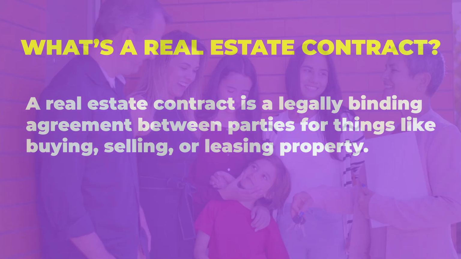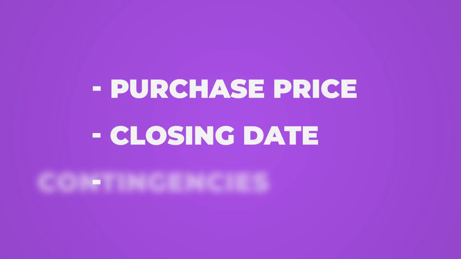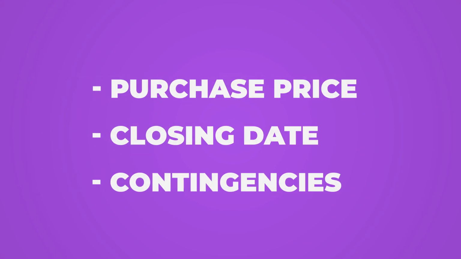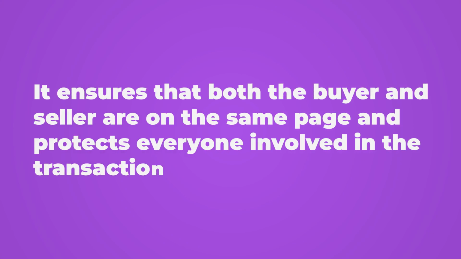For example, if you're buying a house, the contract will include details like the purchase price, closing date, and any contingencies, like the results of a home inspection. It ensures that both the buyer and seller are on the same page and protects everyone involved in the transaction.